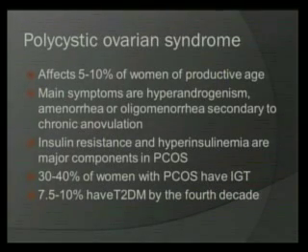Polycystic ovarian syndrome affects 5 to 10% of women of reproductive age. Main symptoms: hyperandrogenism, amenorrhea, and oligomenorrhea. Insulin resistance and hyperinsulinemia are major components. 30 to 40% of women with PCOS have impaired glucose tolerance, while 7.5, or almost 10%, will have type 2 diabetes in their fourth decade.